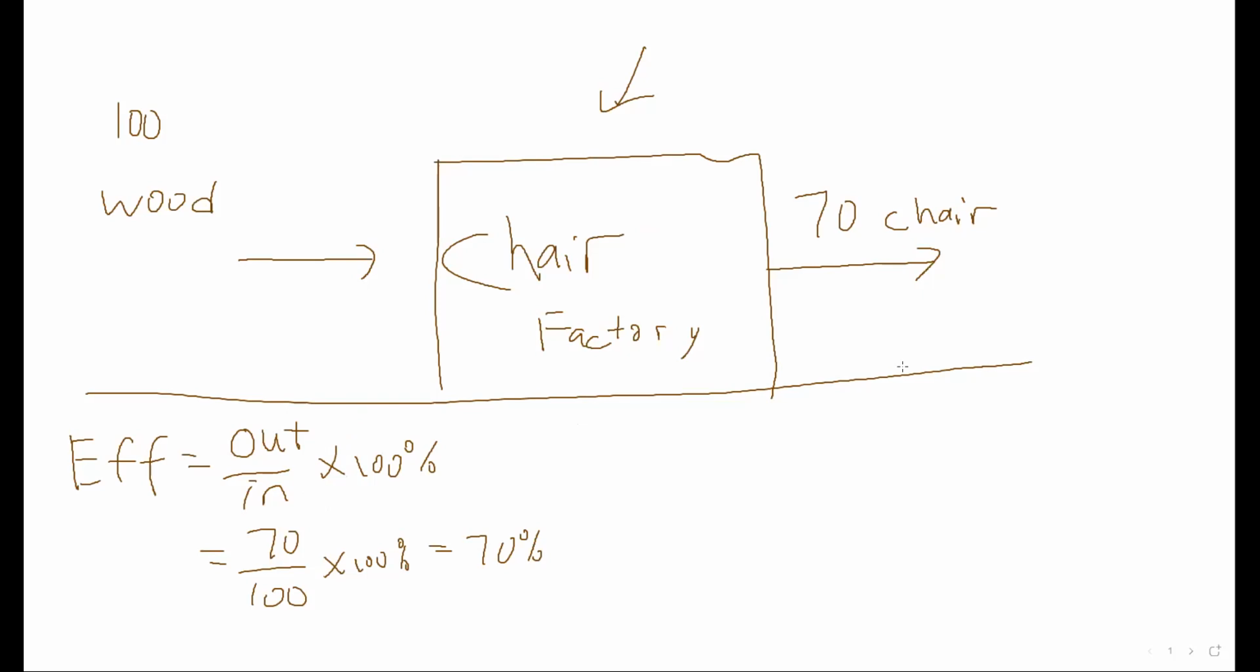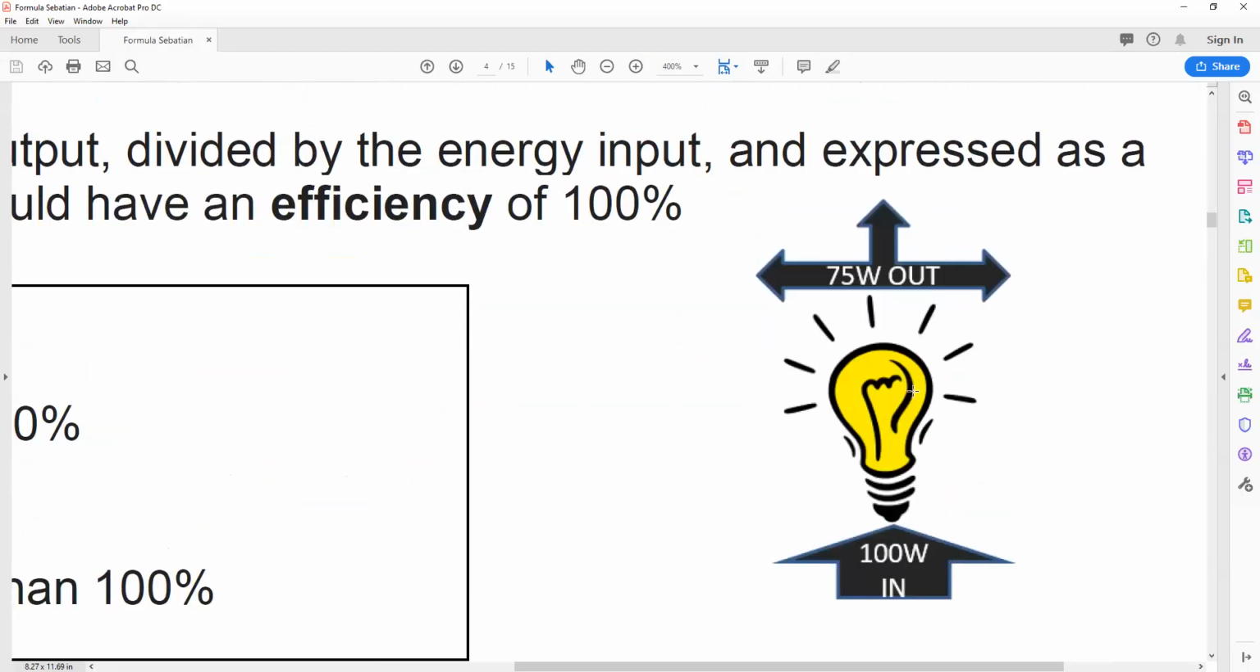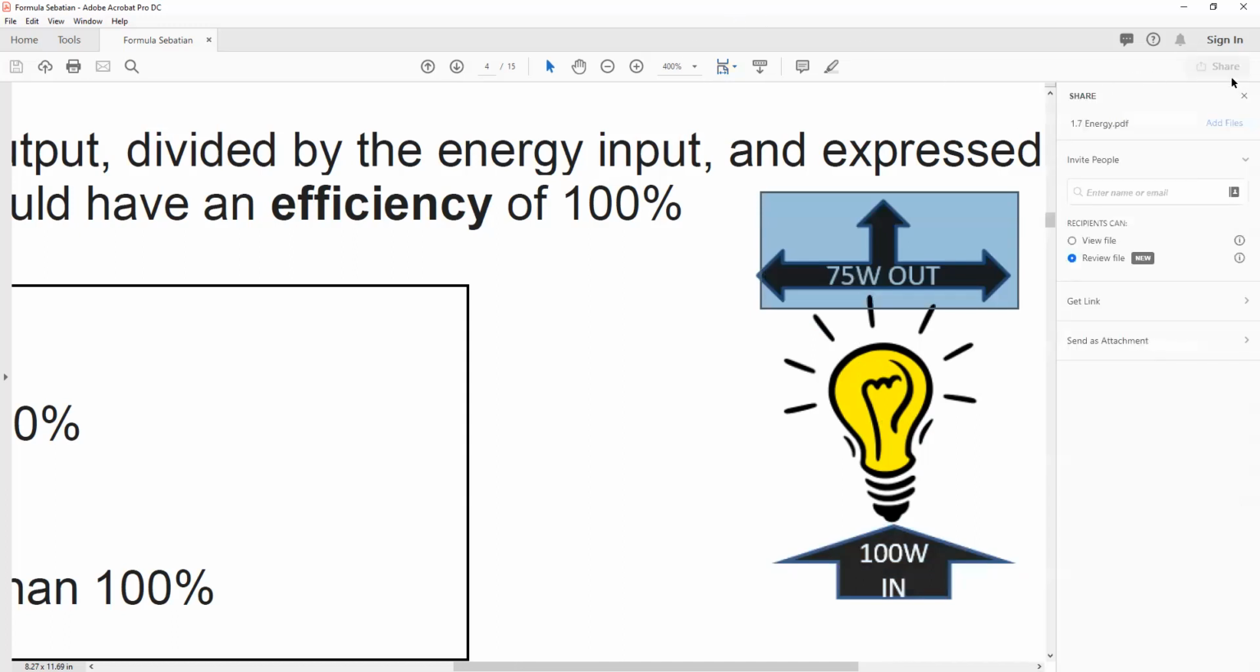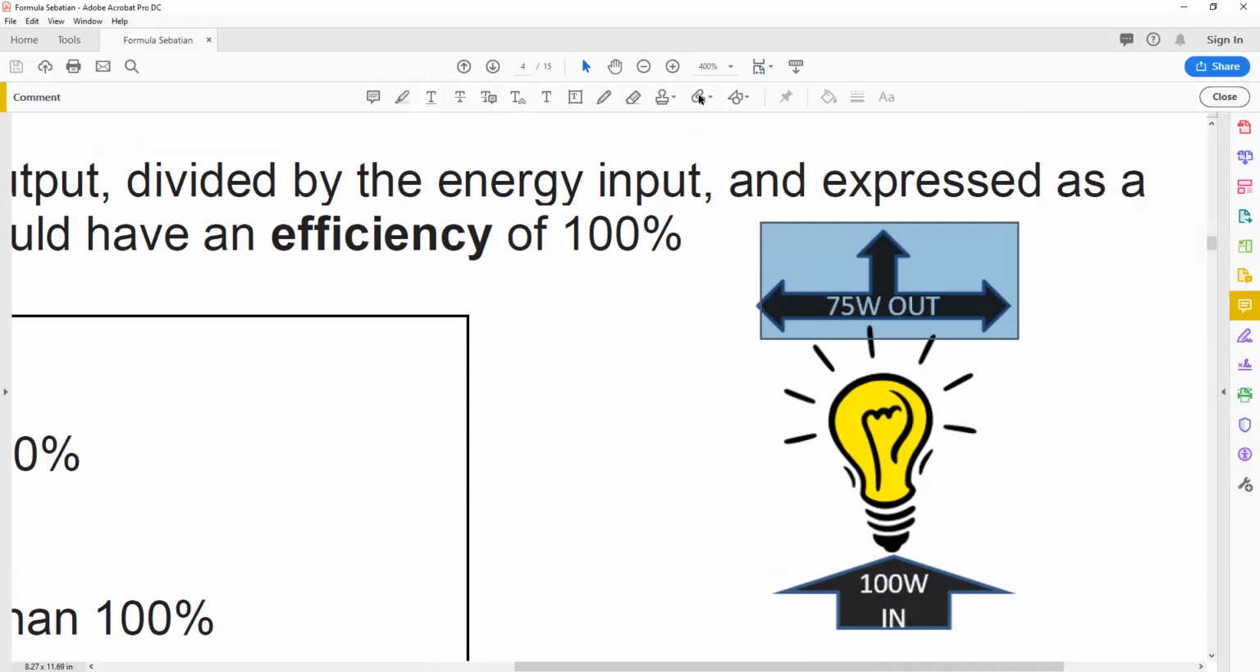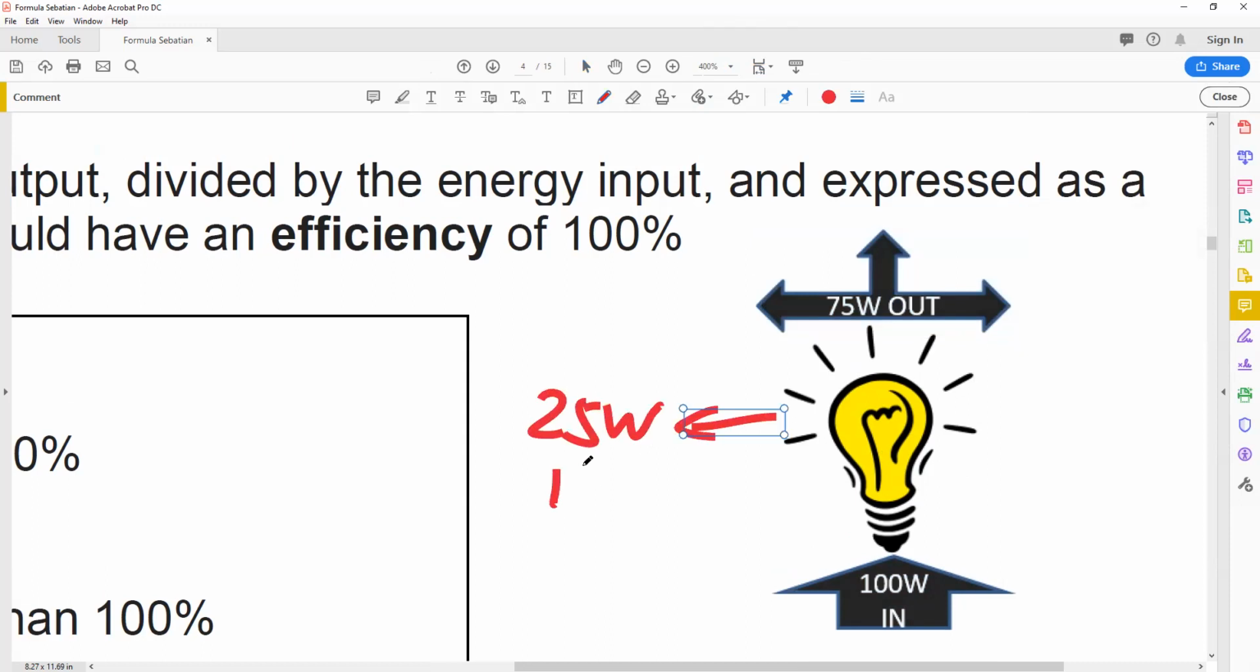Good. If you look at this diagram here, this is essentially how light is being transmitted also, right? Today, if I put in 100 watts of power into this light bulb here, maybe it can only shine 75 watts of light. It means to say I have lost about 25 watts to heat. So my efficiency in this scenario here will only be 75%. Can get idea? Okay.